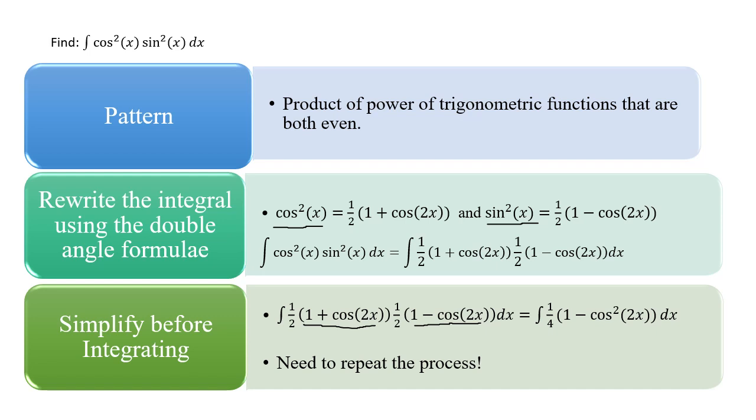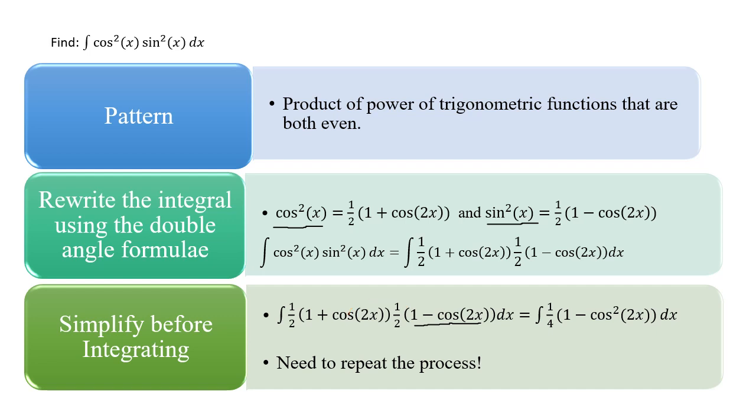And so if you were to FOIL all of that, you get 1 times 1, you get 1. Then 1 times negative cosine 2x, so you get minus cosine 2x. And then you're going to get cosine 2x times 1. So this one is positive, so the cosine 2x terms cancel. And then cosine 2x times cosine 2x, which is cosine squared 2x. So that's why the 1/2 and the 1/2 becomes 1/4. And then when you FOIL out the rest, you get 1 minus cosine squared 2x.